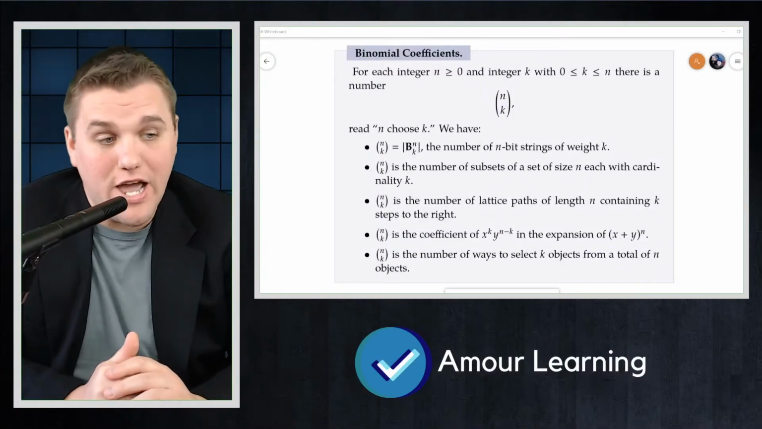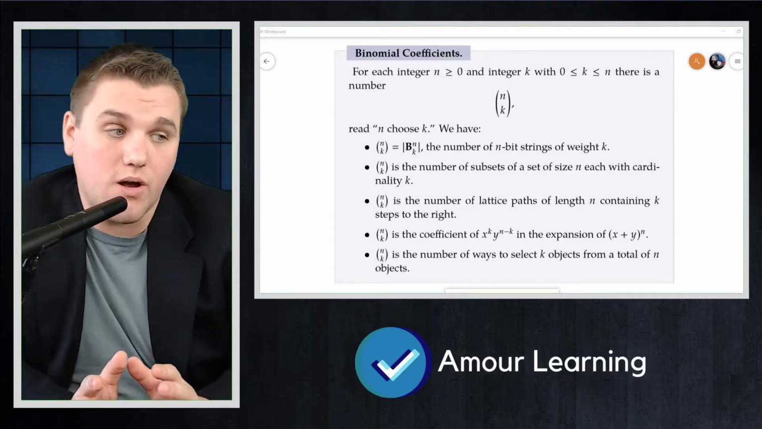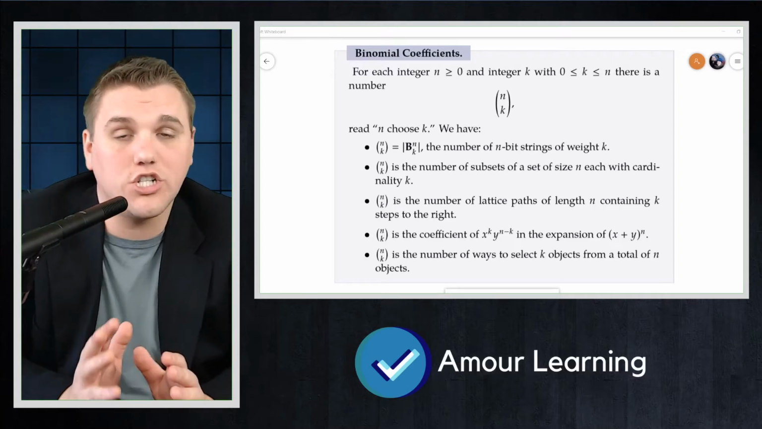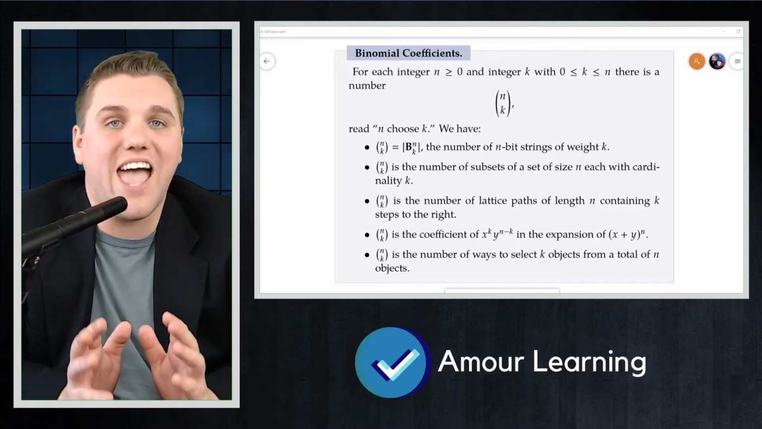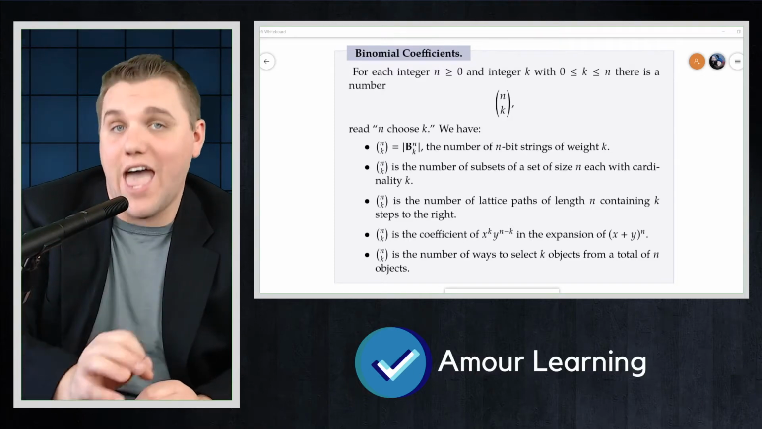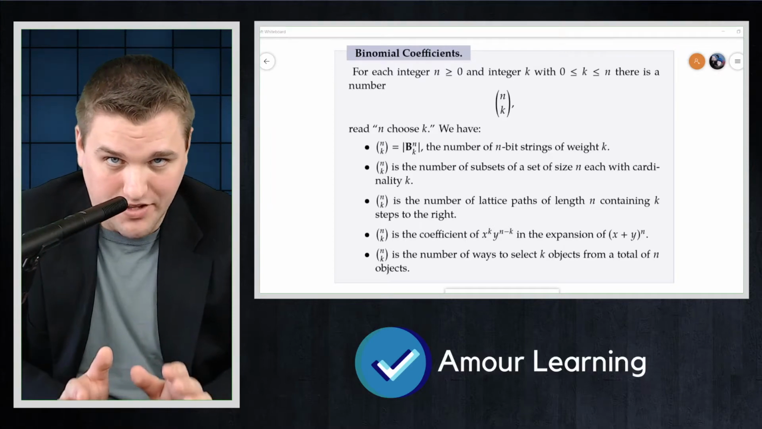So, binomial coefficients. For each integer n greater than or equal to 0, and the integer k, which is between 0 and n inclusively, there is a number n choose k, which is read "n choose k." There are a lot of things about this number.